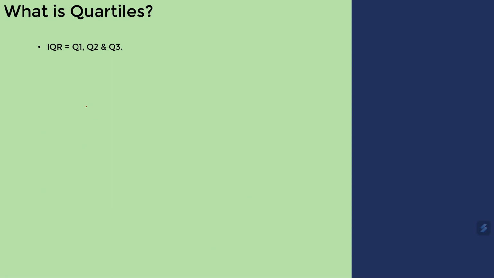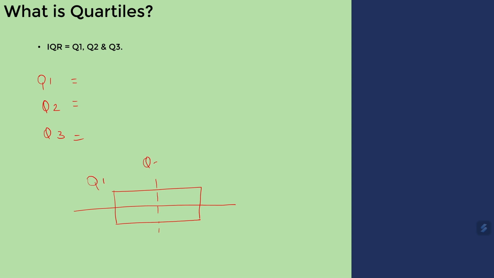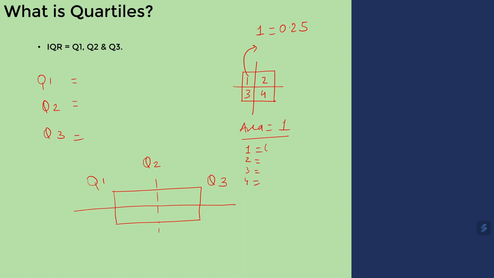Okay, interquartile range, I'll also explain this in more detail in the next video. So let's understand what Q1, Q2, Q3 are with the help of a box plot. In a box plot, the IQR is represented by the box, where Q1 is this, Q2 is this, and Q3 is this. Let's take an example of a square. If we divide it into 4 equal parts, 1, 2, 3, 4, and the area of the square is 1, every individual part has a value of 0.25.